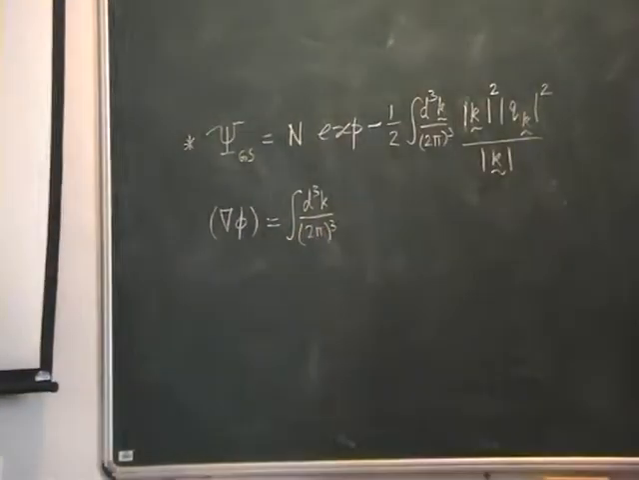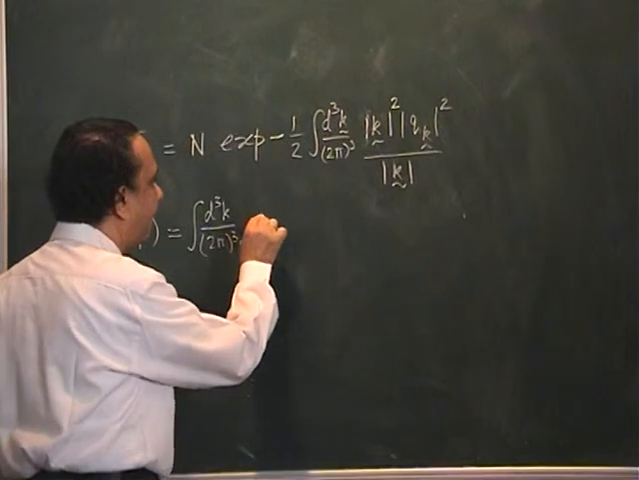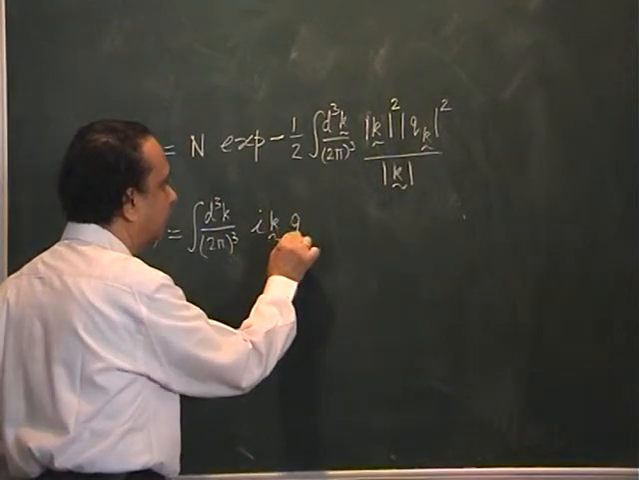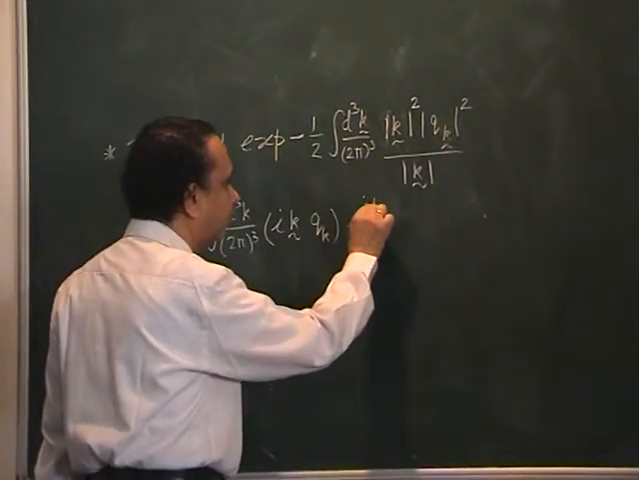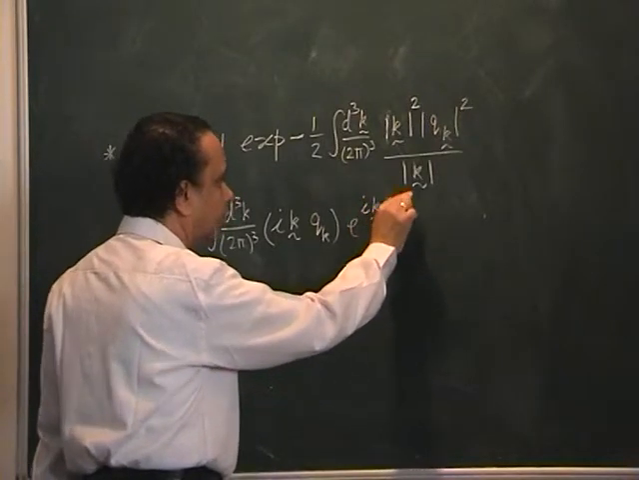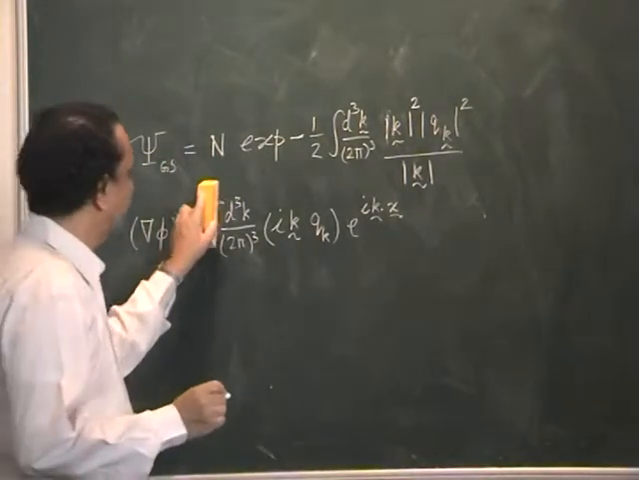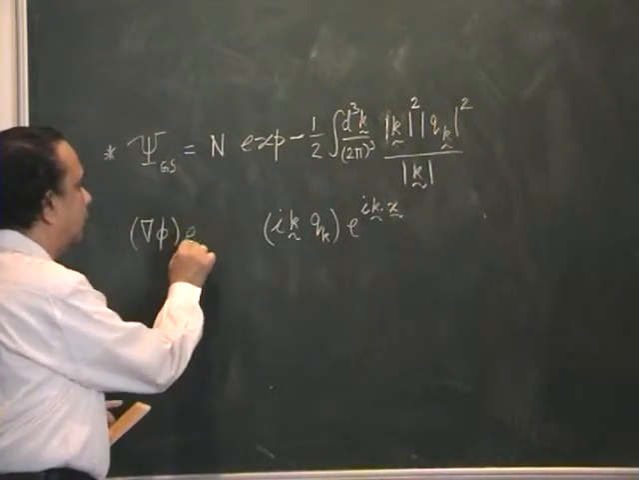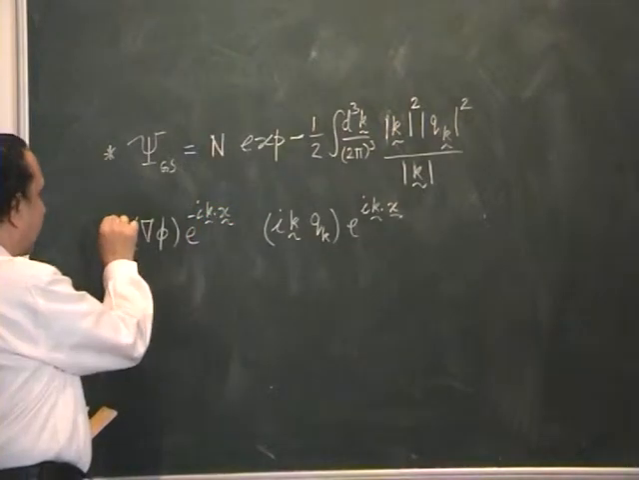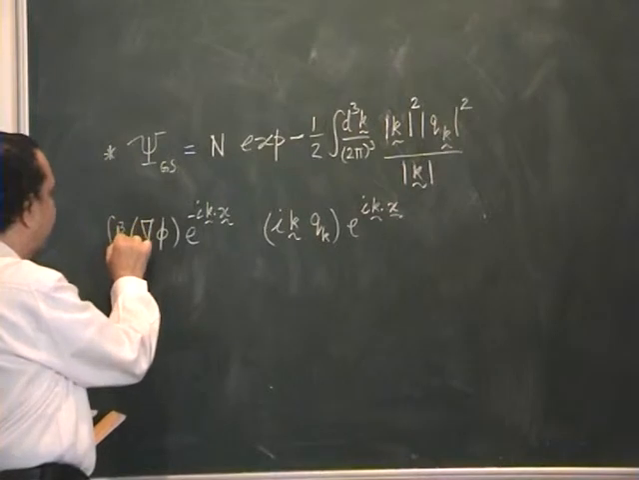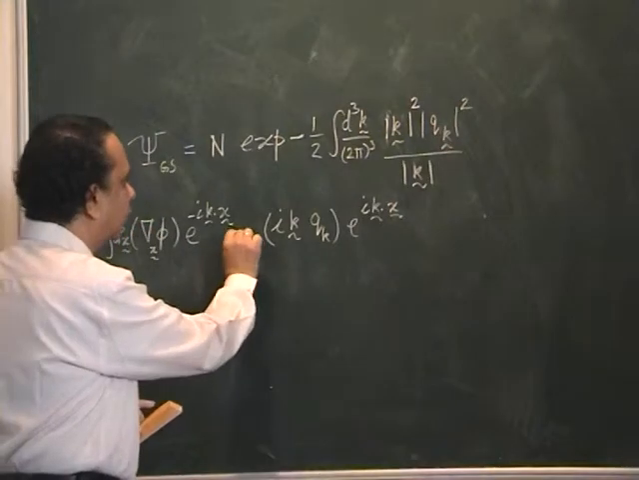You take the gradient on this, so it will be ik qk at any given time, so time level doesn't matter, e to the ik dot x. Right? So inverting this Fourier transform, this into e to the minus ik dot x, integral over d3x. This should be the gradient on phi at x. This will be equal to this one.